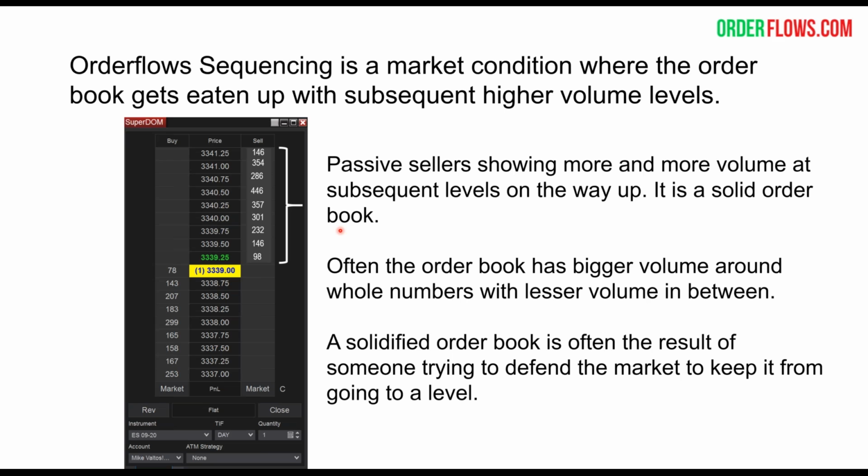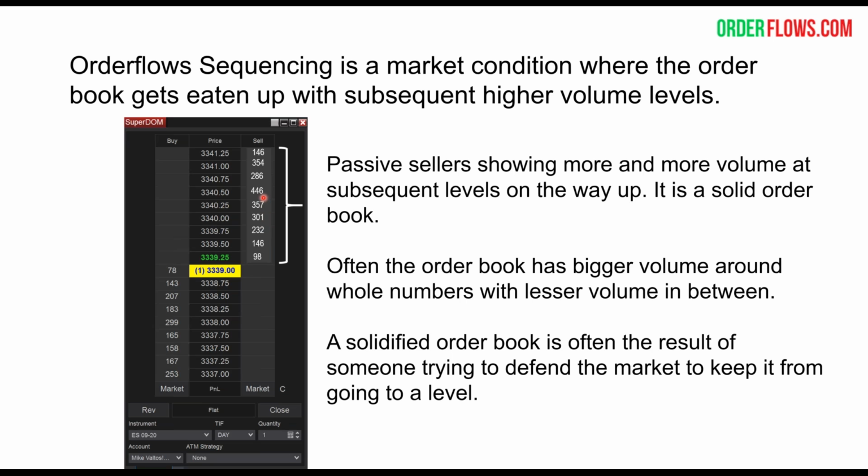Now, order flow sequencing is a new thing in the Order Flow Trader 3.0 software, and what it is, it's a market condition when the order book gets eaten up with subsequent higher volume levels. So, for example, remember this is the DOM. You can see here on the order book, the market's at 39 and a quarter. There's 98, 146, 232, 301, 357, 446. So what you're seeing is a solid order book where each subsequent level there's more volume.